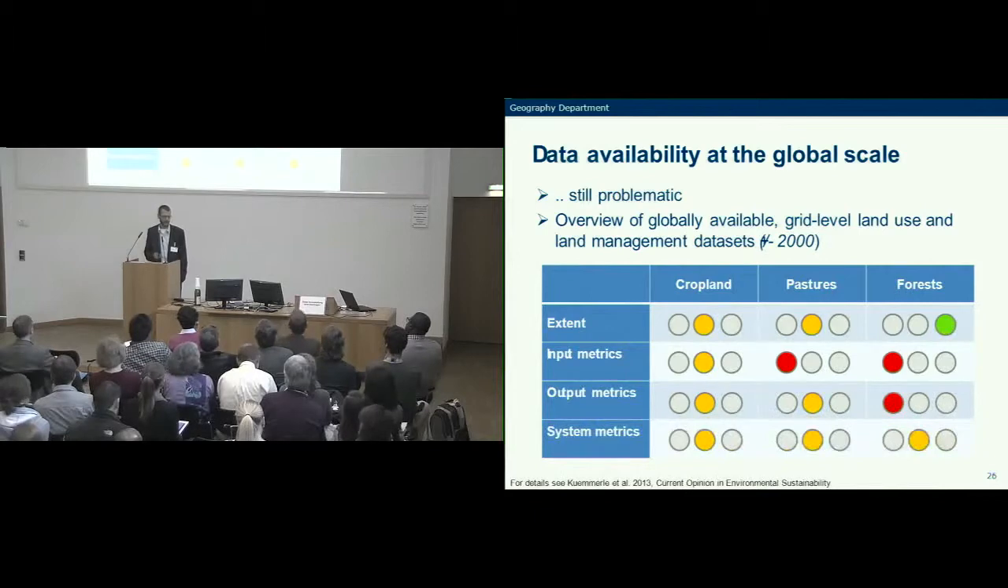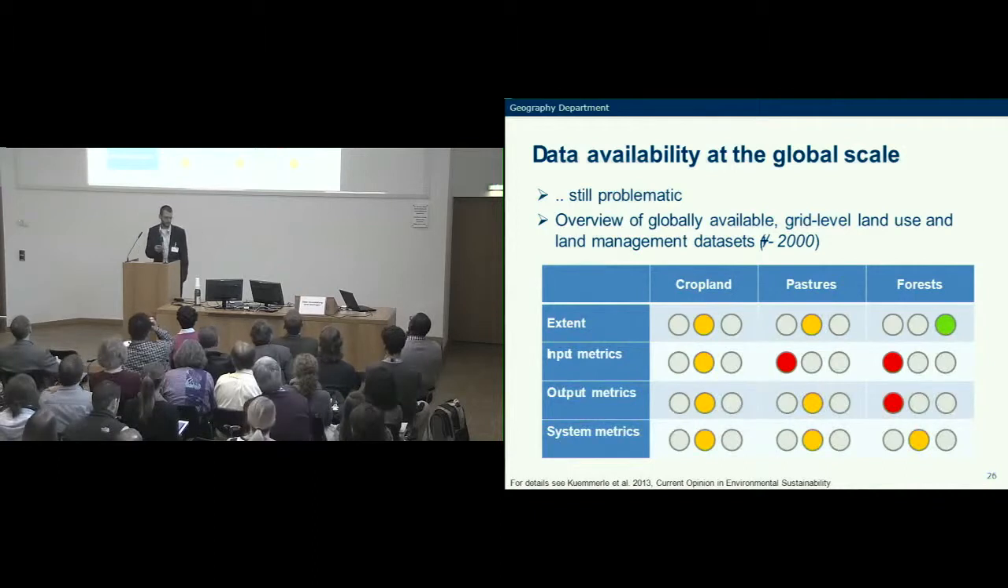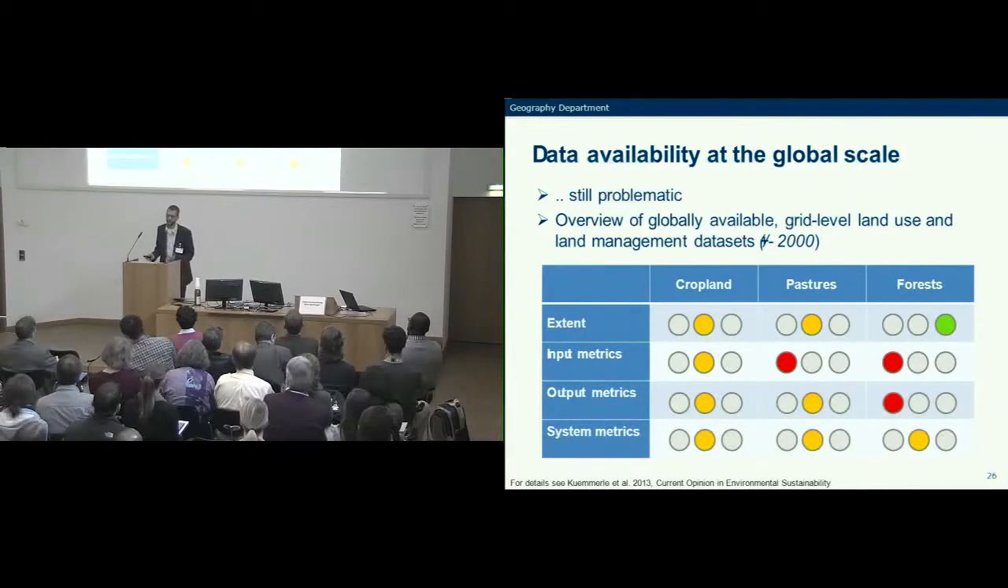We've really come a long way here, but nevertheless, the situation regarding really understanding broad-scale patterns of land use intensity is problematic. Now, this is a bit my subjective summary of a bigger table that you will find in the reference down here in this traffic light system, showing that in terms of extent of huge or broad land use classes like croplands, grazing land, and forests.